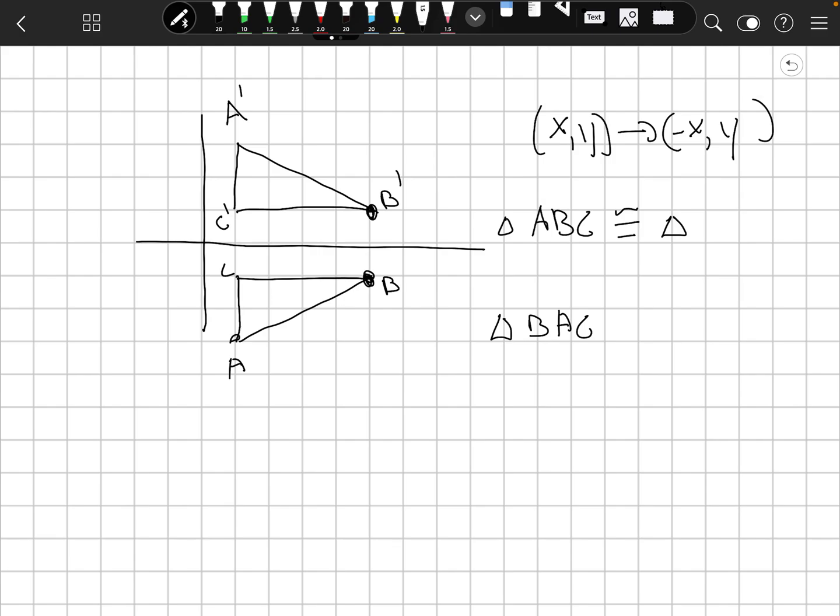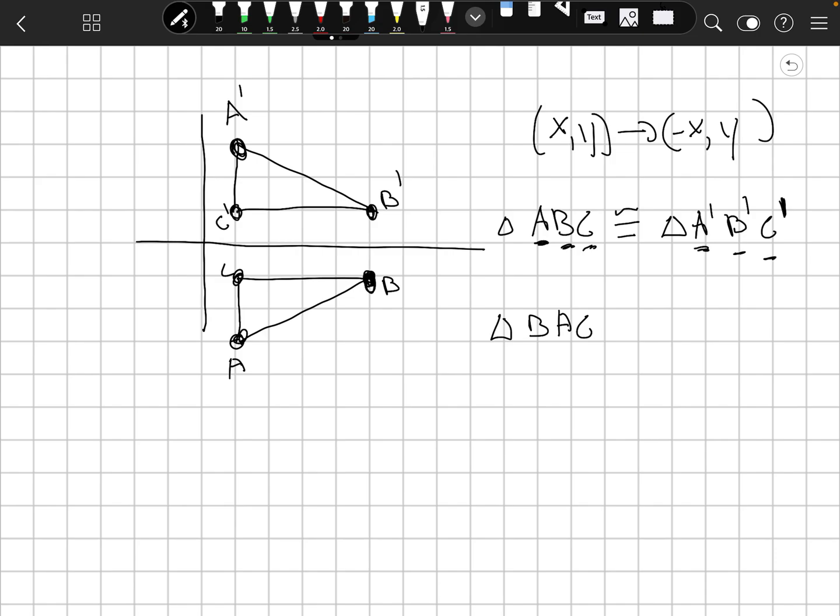If we start with A, it's going to reflect over to A prime, so it corresponds to A prime. And B is going to correspond to B prime. And C is going to correspond to C prime. So their positioning is the same. This point here is going to move to that point there, and B is going to move to B prime, and C is going to move to C prime, and so on.